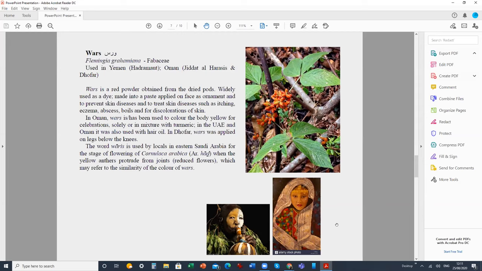So this is another plant which needs some sort of conservation, definitely. Not necessarily because it's a plant which we can do without, possibly, because wars can still come from other parts of the world. But this has got a culture or an association which has been there for an extremely long time, even before the beginning of Islam. The word wars is now also used in Saudi Arabia at the stage of flowering, just when the flowers, the anthers start to produce, maybe because of the similarity and the color is very yellow.